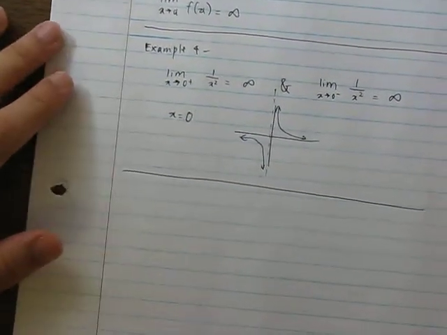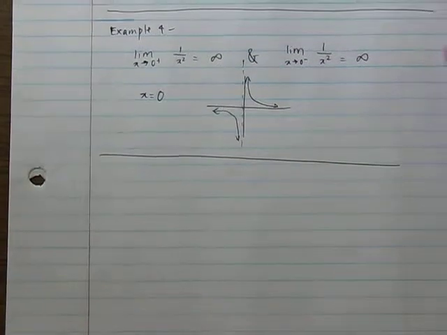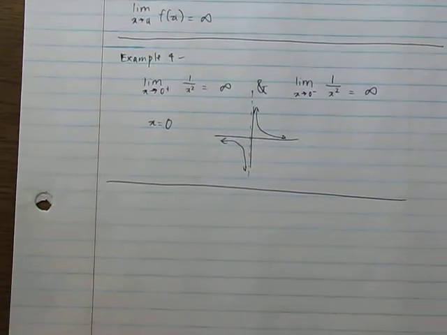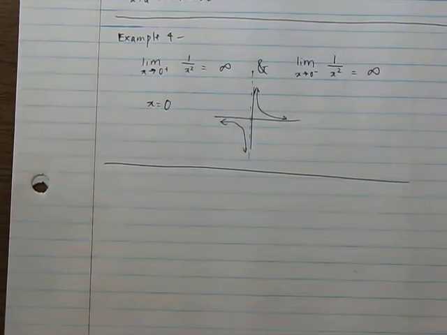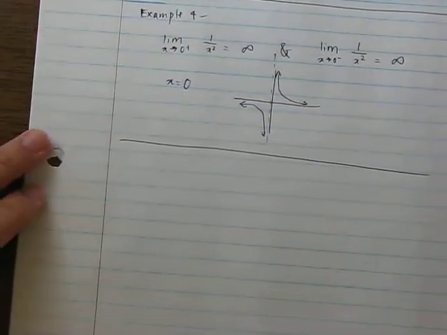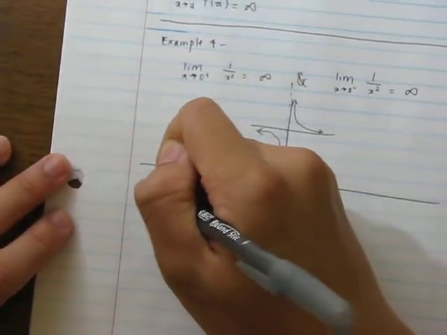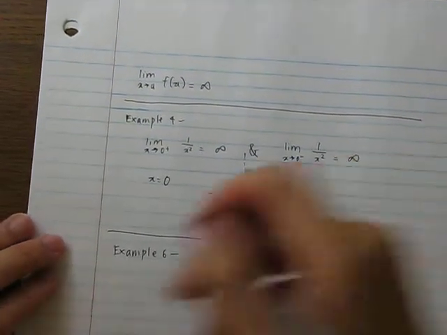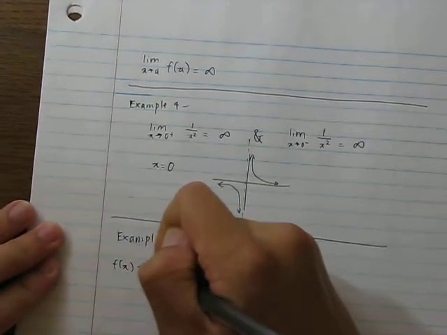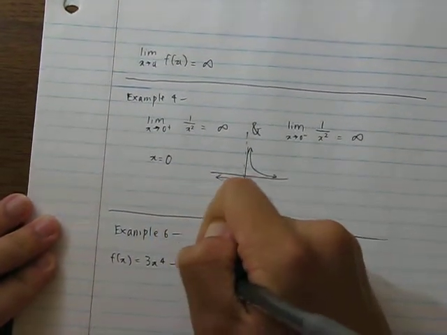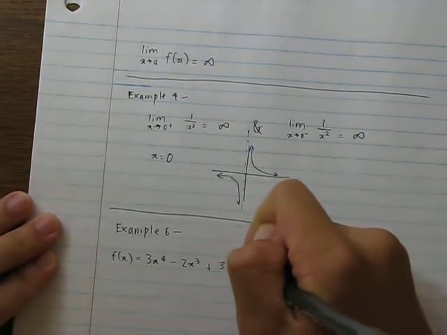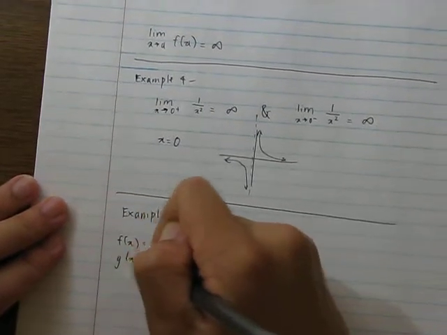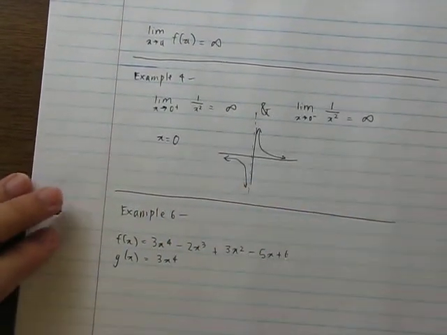We are going to move on and talk about end behavior models, right? And you're going to ask what end behavior models are. Well, for numerically large values of x, we can sometimes model the behavior of a complicated function by a simpler one that acts virtually in the same way, right? So for example, in example 6, out of your book, you have f of x equals 3x to the 4th minus 2x to the 3rd plus 3x squared minus 5x plus 6. And then you have g of x equals 3x to the 4th, right?